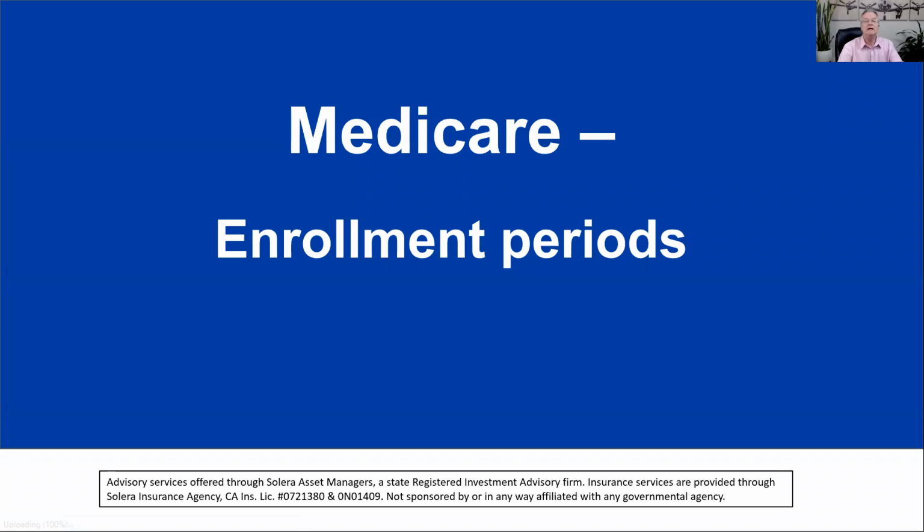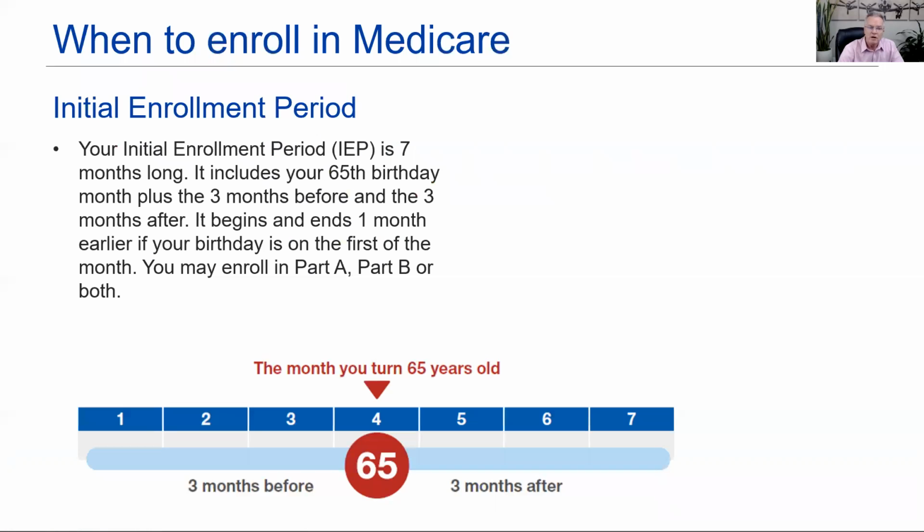Well, okay, let's take a look at the various enrollment periods of Medicare. When to enroll in Medicare? Most people first enroll in Medicare during their initial enrollment period, what's known as an IEP. Your IEP is 7 months long. It includes your 65th birthday month, plus the 3 months before and the 3 months after. If your birthday is on the first of the month, then your enrollment period begins and ends 1 month earlier.